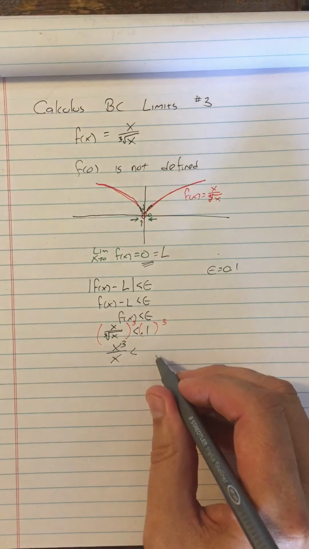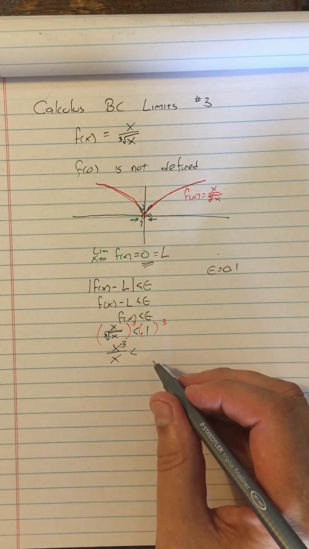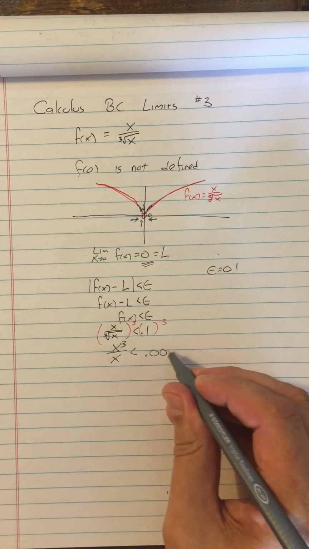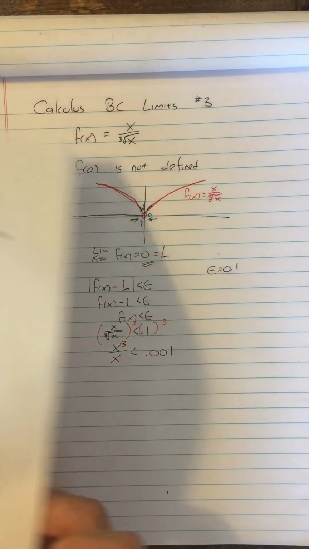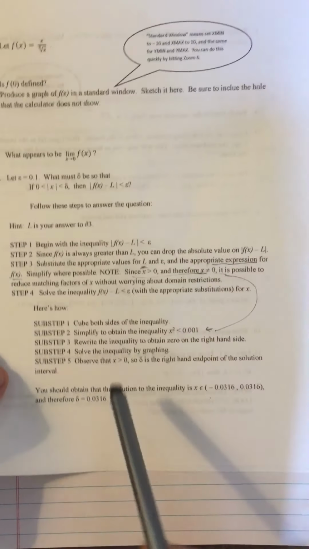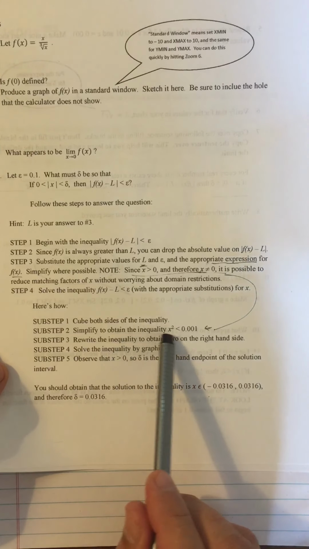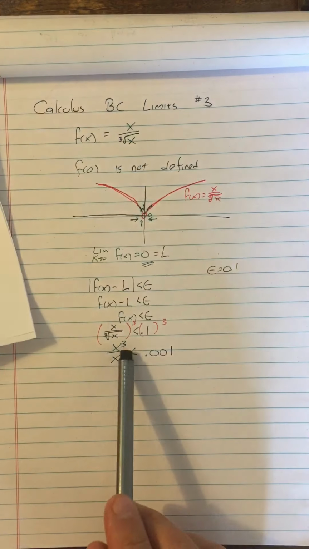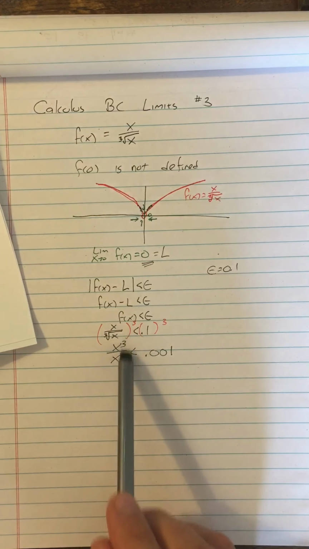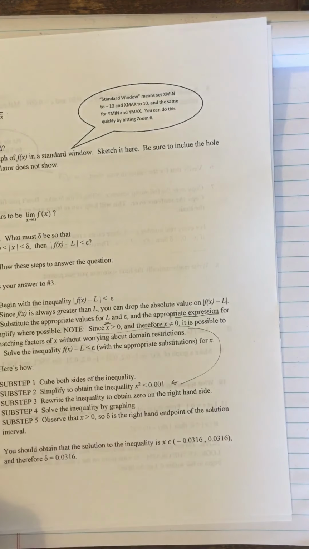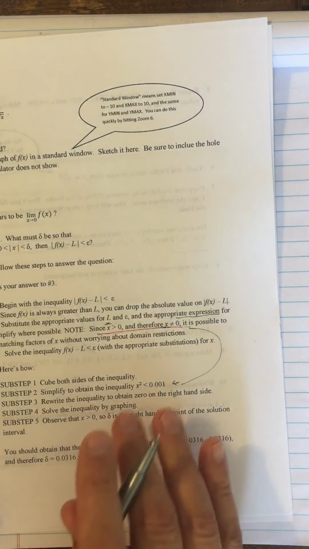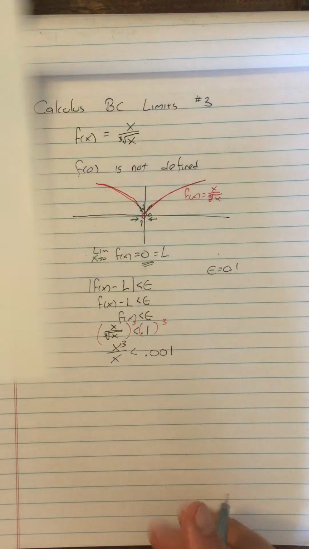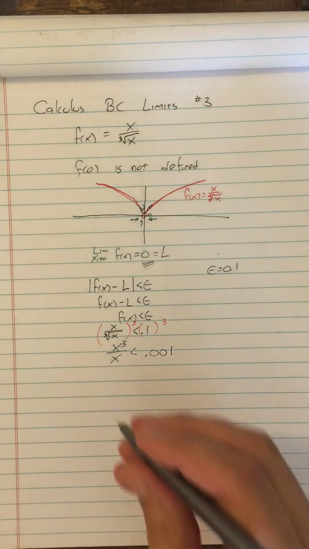And if I do 0.1 cubed, I get 0.001. All right, now what I'd like to do is reduce this. In this step, it says simplify to obtain the inequality x squared is less than 0.001. So I'm going to reduce the x cubed and the x. This is where it really comes into play that x is greater than 0. So in other words, I want to reduce this and say this is x squared.